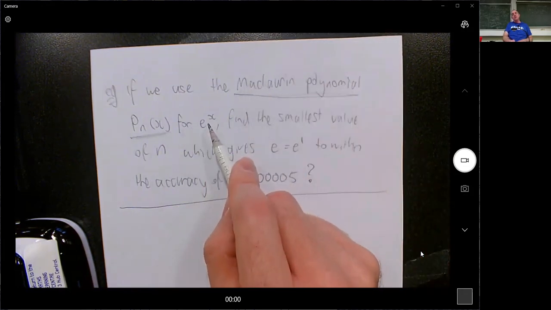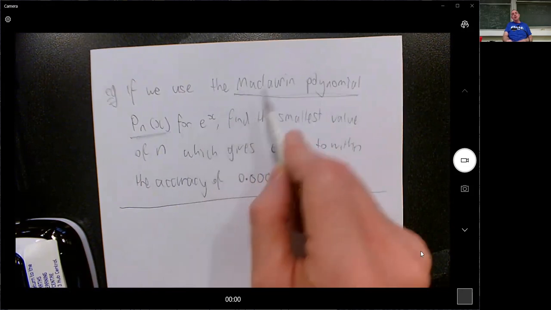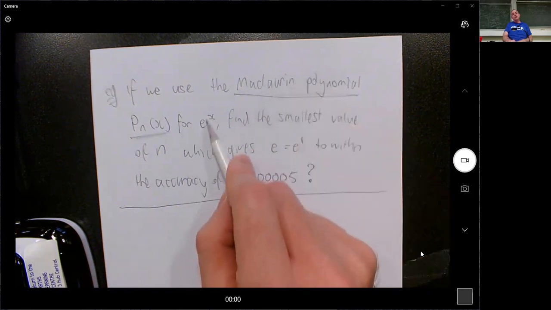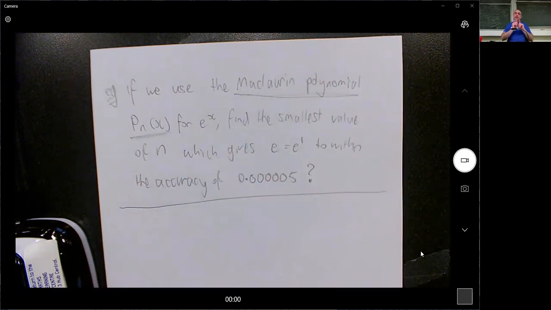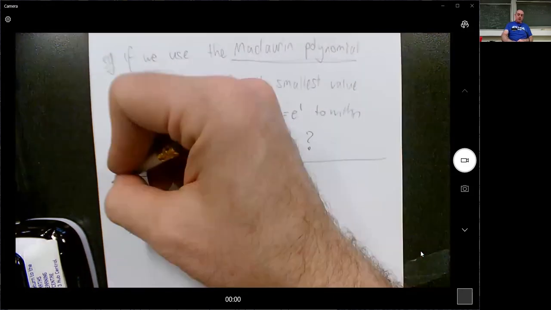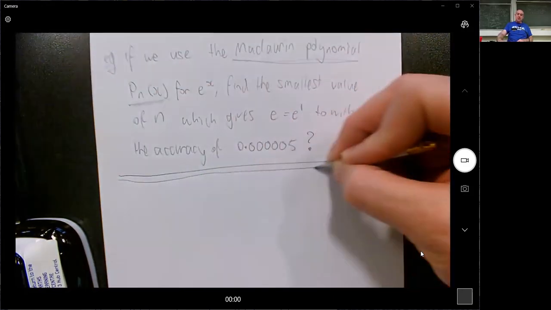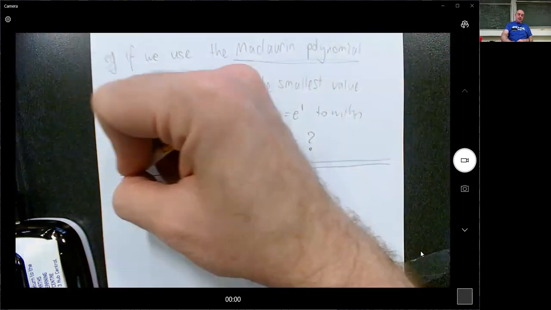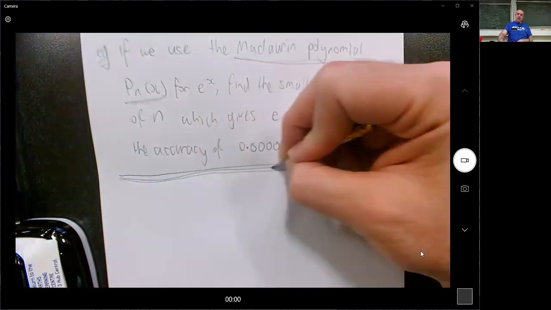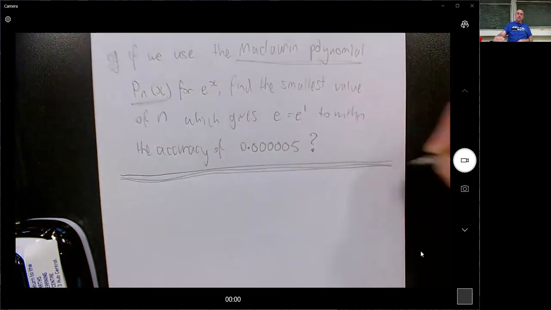So a Maclaurin polynomial must be a thing that belongs to a function, and we need to know what that means. A Maclaurin polynomial is a special kind of Taylor polynomial, and a Taylor polynomial is an attempt to write a function as a polynomial.